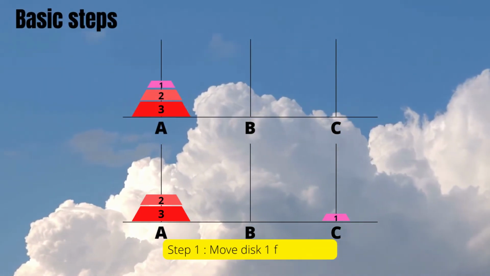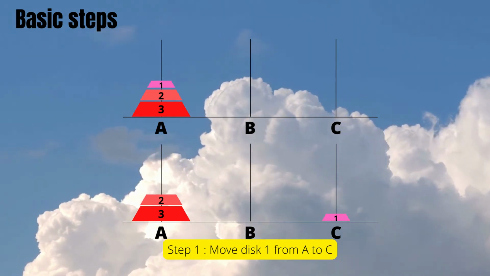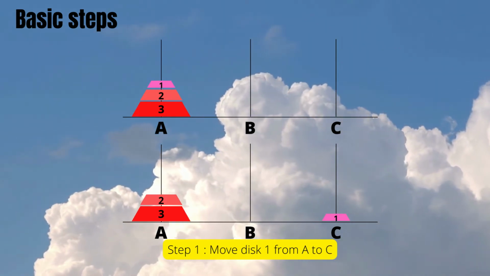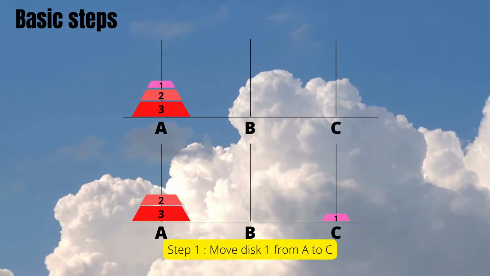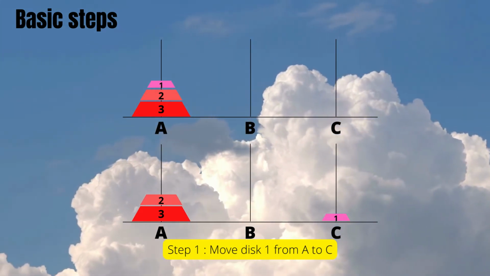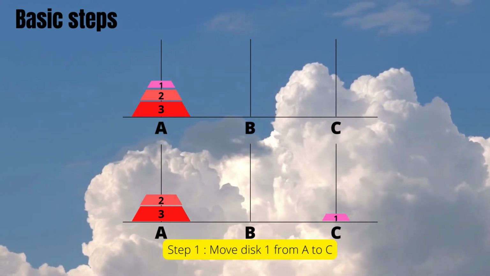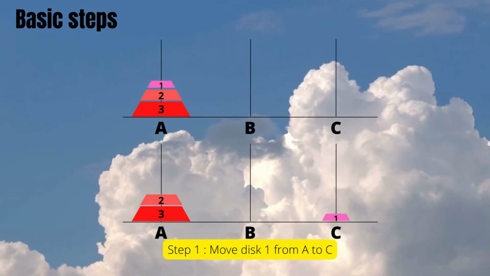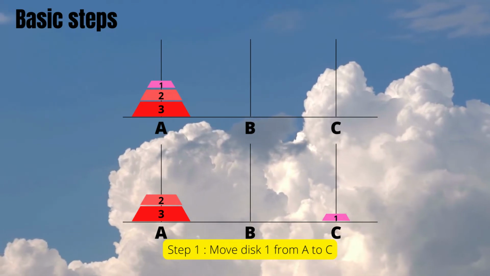Let's start off with the basic steps needed for 3 discs. The minimal steps needed for a 3 disc puzzle is 7 by using the formula 2 power n minus 1. 2 power 3 minus 1, and this is how we get the number 7. Step 1. Move disc 1 from A to C.